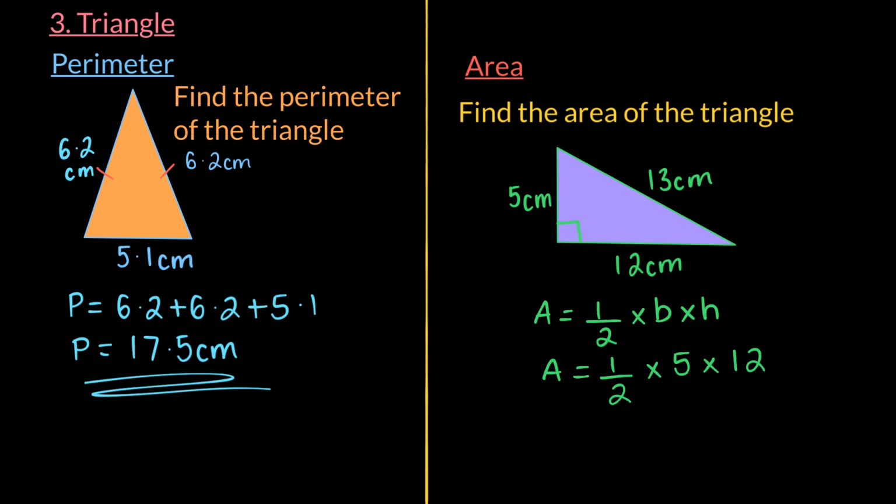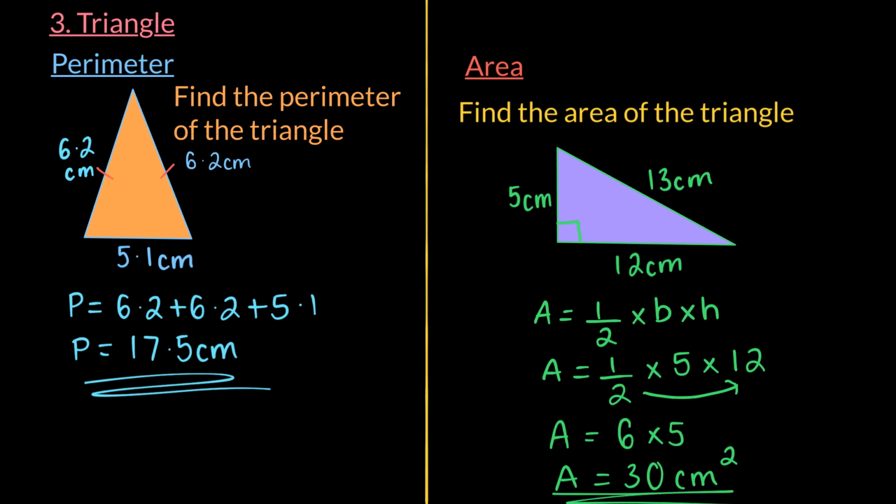And at this point, there's a couple of different ways that you can do this. So you can do 5 times 12 and half your answer. Or what I would probably recommend is looking for a number here that is an even number that you can half first of all, just to make your numbers a little bit smaller. So rather than doing 5 times 12 and half it, what I would do is I would say, well, a half of 12 is 6. And then just do 6 times 5, which is 30 centimetres squared, and that's going to be the easiest way to do that without a calculator.